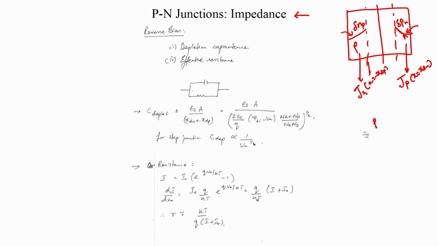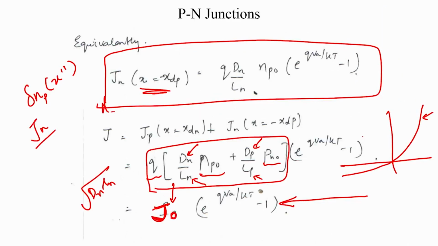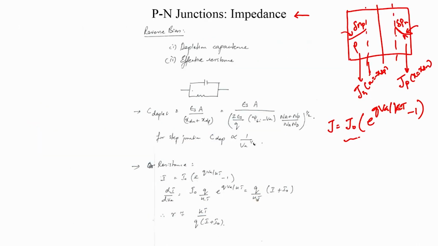So now we know the current voltage characteristics, and we found that J was some constant times e to the power qVA by kT minus 1. And just to recollect what this constant was, it had all these terms in it. Okay, it had q, Dn, Ln, npo, Dp, Lp and pno. Lp is the diffusion length, Dp is the diffusion coefficient. So this is the current voltage characteristics.